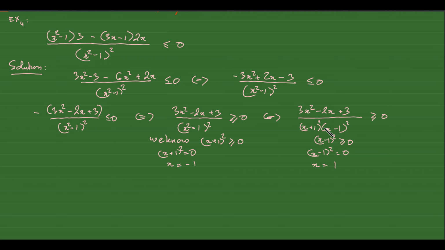Now it looks like on the number line we have to put negative 1 and 1. But how about the top? How about the top? We need to know the sign of the top.